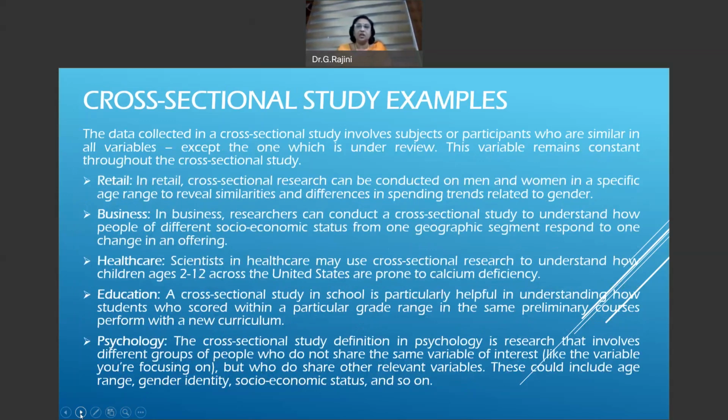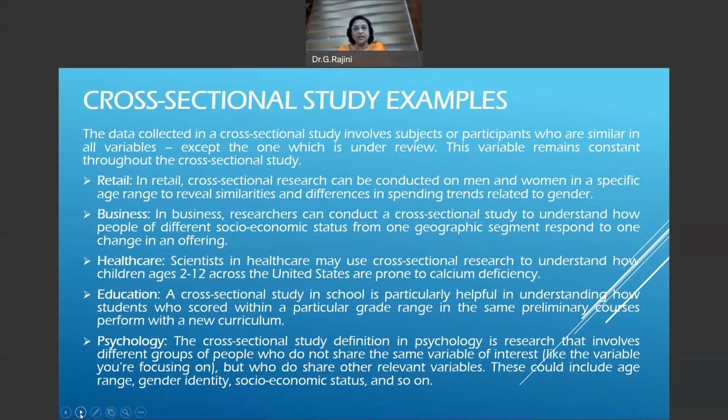In a detailed segment, cross-sectional research can be conducted on men and women in a specific age range to reveal similarities and differences in spending trends related to gender. In business, researchers can conduct a cross-sectional study to understand how people of different socioeconomic status from one geographical segment respond to one change in an offering. In healthcare, scientists may use cross-sectional research to understand how children ages 2 to 12 across the United States are prone to calcium deficiency.